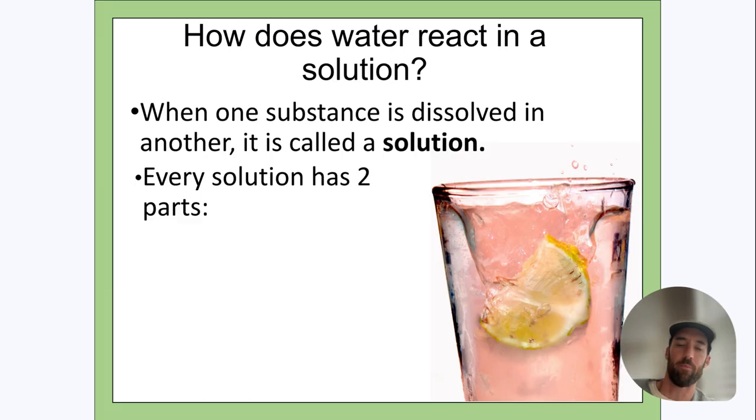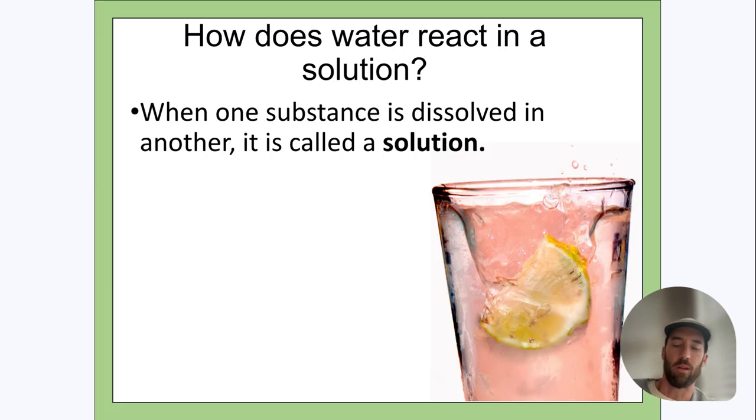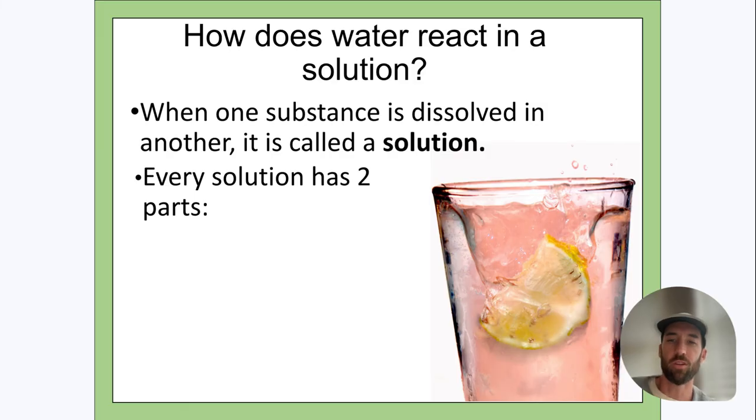So think about in the refectory the drinks that you get, like citrus peach and things like that. That's a solution, right? It's mixing water and concentrated sugar, basically, and those two things are mixing together, and that's a solution, right? So you're drinking a solution every time. Same thing with chocolate milk. But every solution has two parts.